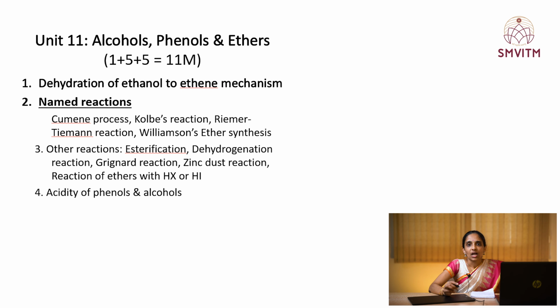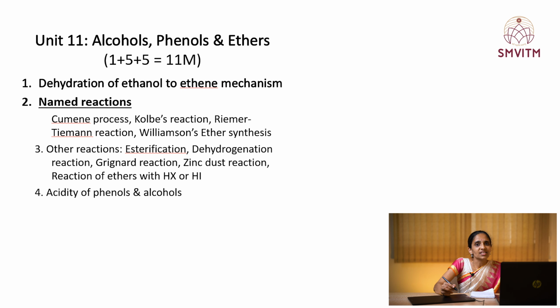The reason is, after the loss of proton, alcohols form alkoxide ion which is not resonance stabilized. But in the case of phenol, phenoxide ion is formed. This is resonance stabilized. In the case of carboxylic acid, carboxylate anion is formed. This is not only resonance stabilized, but it has got equivalent resonance structures. So, the acidity order is alcohols least acidic, then phenols, then carboxylic acids. So, acidity is an important topic.